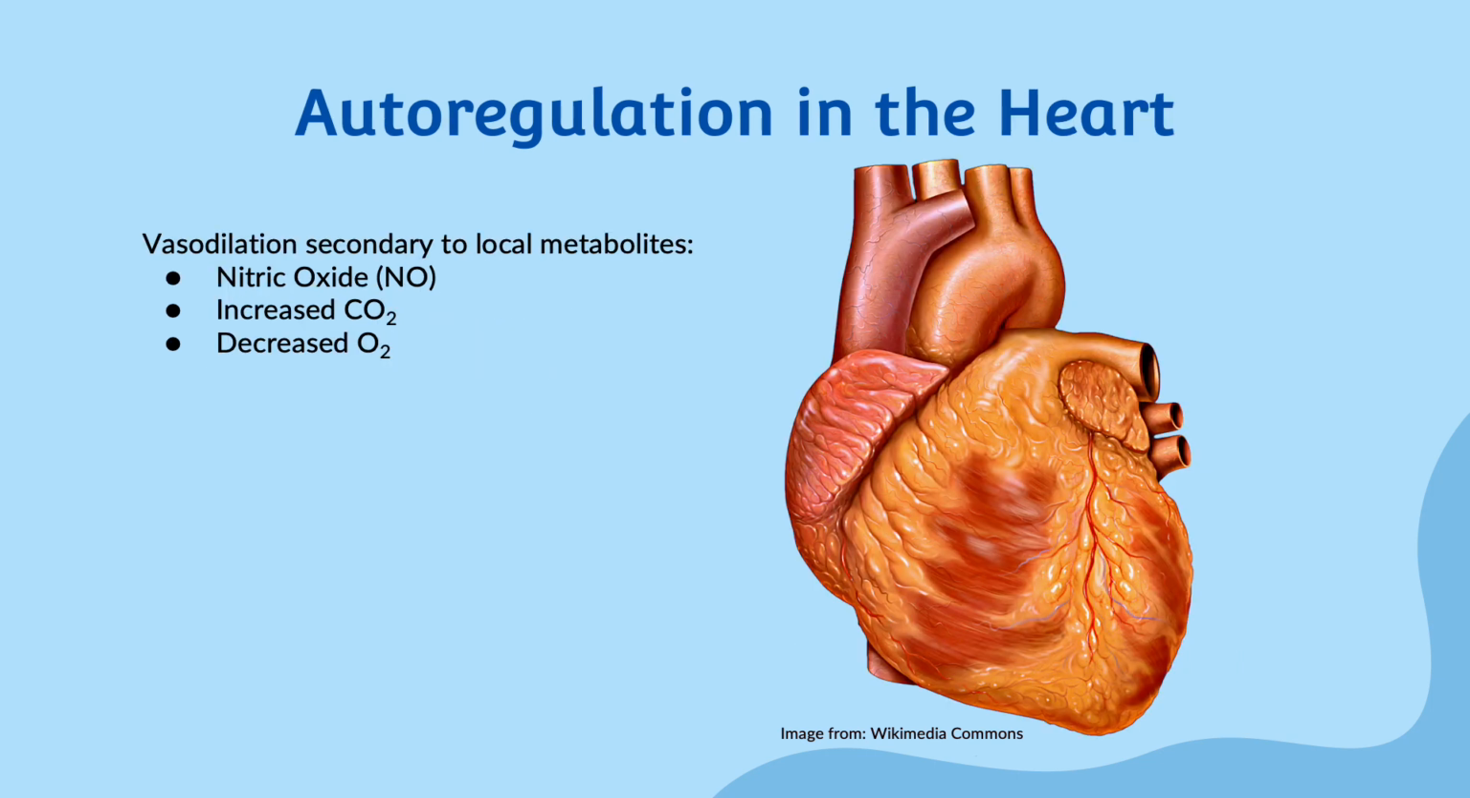In the heart, autoregulation ensures that the myocardial blood flow, again, remains constant despite possible changes that may occur in perfusion pressure. The coronary blood vessels dilate or constrict to ensure that the heart receives an adequate supply of oxygen and nutrients, and it does so in response to nitric oxide, carbon dioxide, and oxygen levels. You can see on the slide that vasodilation is going to occur secondary to increased levels of nitric oxide, increased levels of CO2, or decreased levels of O2.